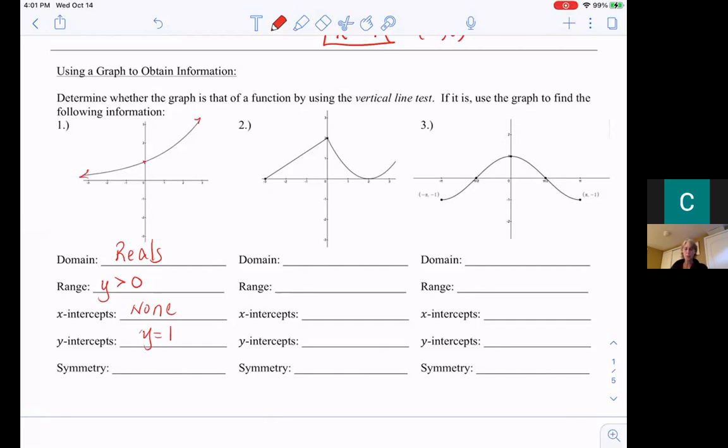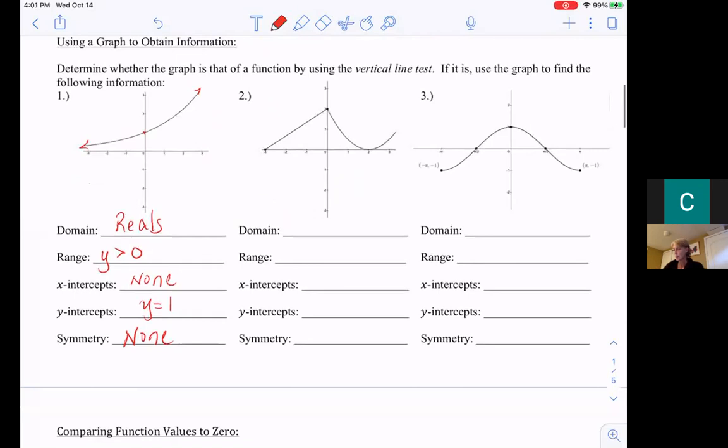And symmetry. When we talk about symmetry, we want to say, is it symmetric with the x-axis? Is it symmetric with the y-axis? Or is it possibly symmetric through the origin? So if we just look at this, I don't see any symmetry. Moving on to example 2.